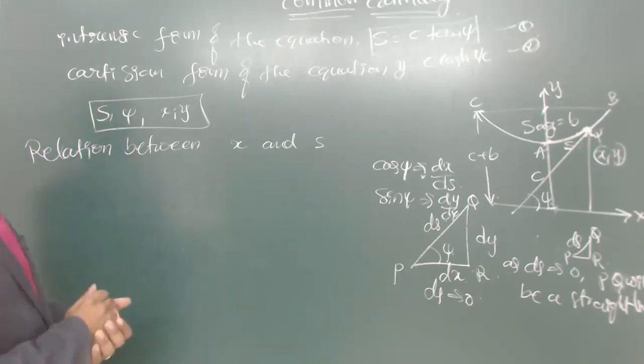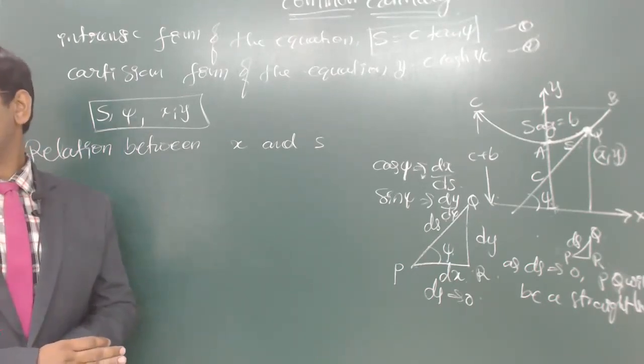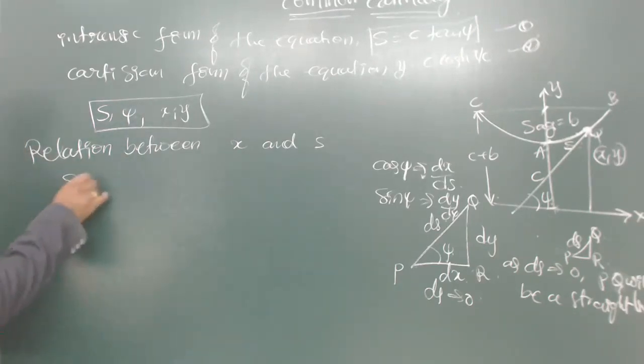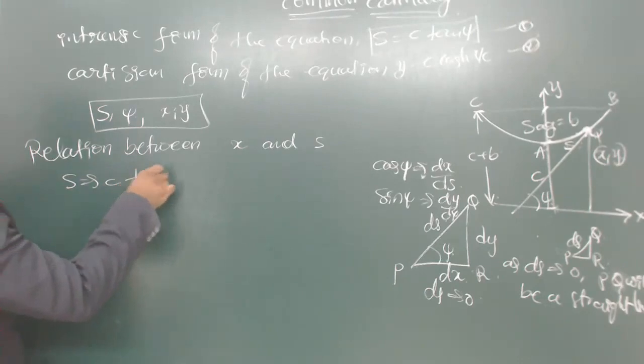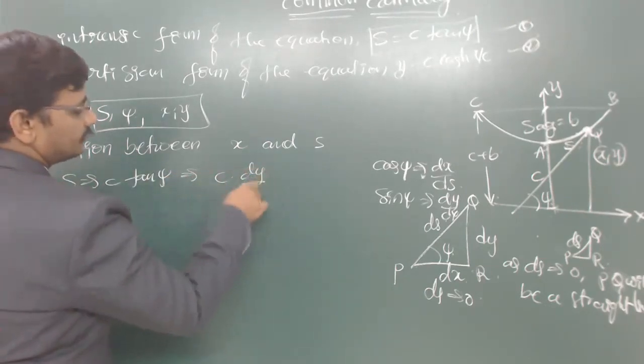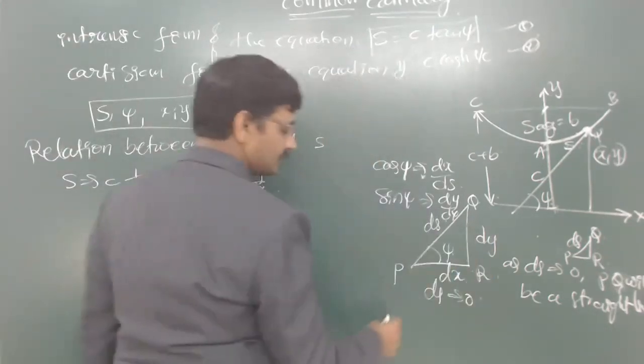Anybody got any idea how we can do this? Okay, so let me solve this. See this. So S is equal to C tan psi. C tan psi is nothing but C into dy by dx, because from this triangle, dy by dx is nothing but tan psi.